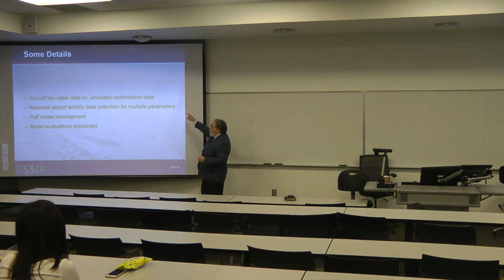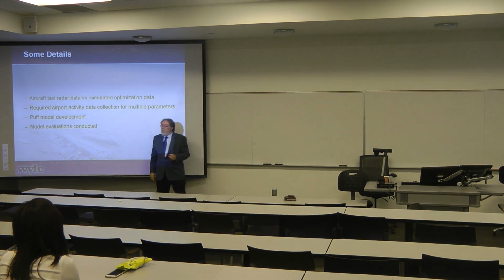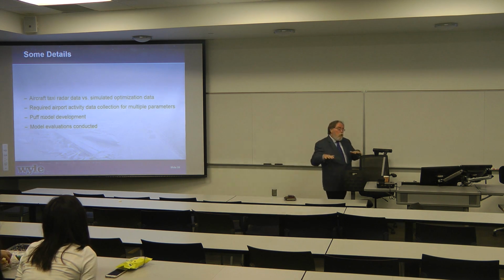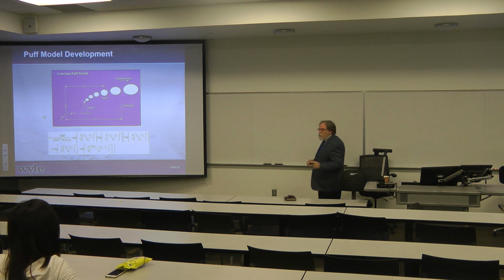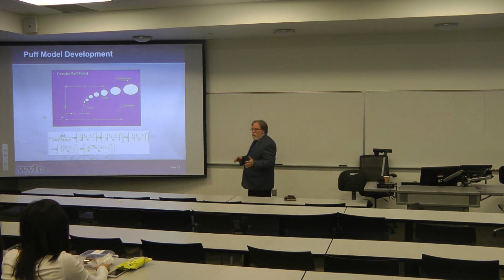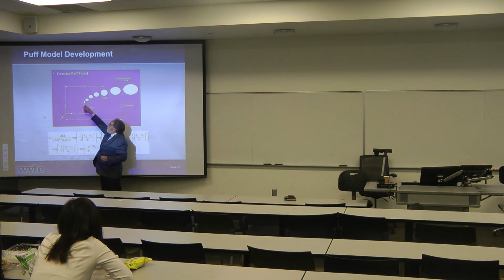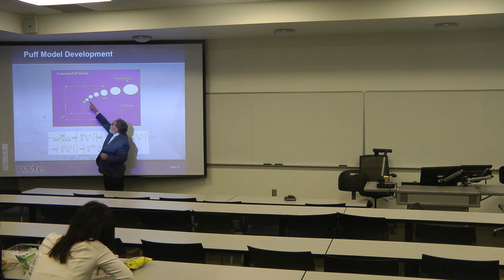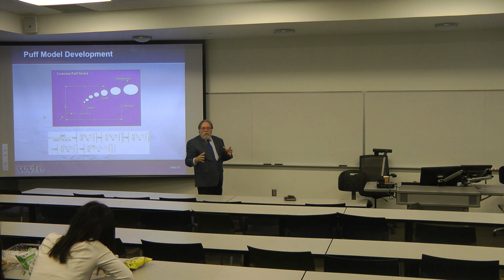We got the required airport activity from the airport, and we started puff model development. Now this was the first phase, so we only did it while the plane was on the ground. The difference between a puff model and that Gaussian model you saw is that instead of just this continuous plume that we saw before, we take account of each time puff or release.